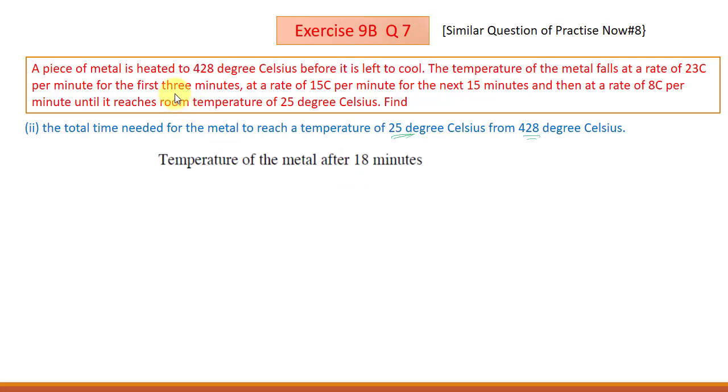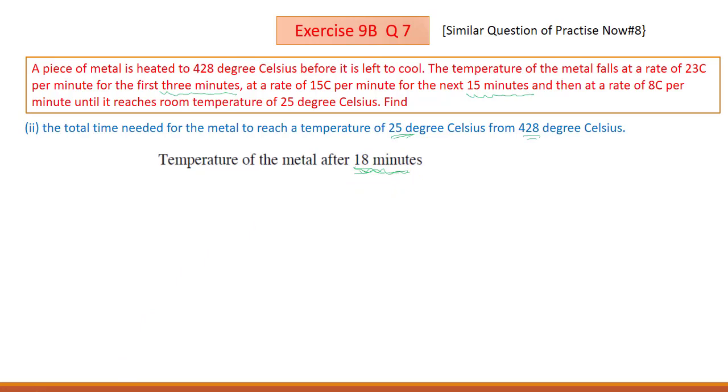How many total minutes are there? If you look at this, there are 3 minutes and then there are 15 minutes. So in the first 3 minutes the temperature falls 23 degrees centigrade per minute from 428. Fine. And in the next 15 minutes the temperature falls 15 degrees centigrade per minute. So the total time will be 15 plus 3, that makes 18 minutes. That is the time when the temperature of the metal is falling down.